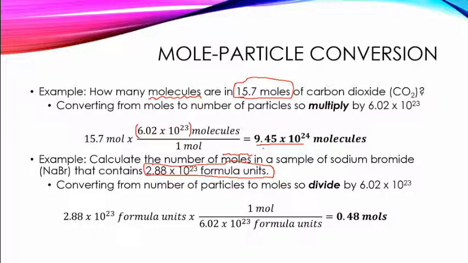I'm going to take 2.88 times 10 to the 23rd, and I'm going to divide, because remember, if it's on the bottom of this fraction, then I'm dividing. So I put 2.88 times 10 to the 23rd in parentheses, and divide that by 6.02 times 10 to the 23rd, also in parentheses. When I do that, I get 0.48.